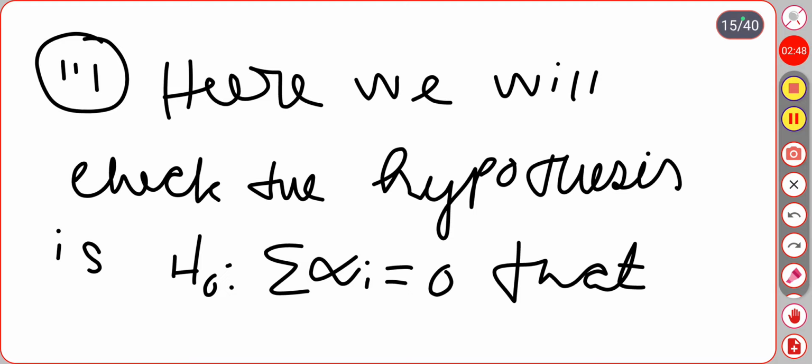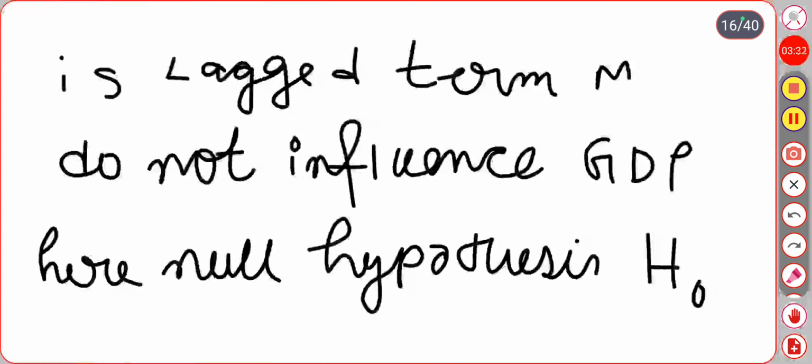Here we will check the hypothesis. The null hypothesis H naught is that the sum of all alpha terms, for i equal to 1 to M, is equal to 0. That means there is no relationship between GDP and the lag value of the money supply. That means the sum of alpha is equal to 0. But let's check if there is any relationship between current GDP and the lag value of money supply or not, or whether its lag term M does not influence it. So if the sum of alpha is equal to 0, that means the lag term money supply does not influence GDP.